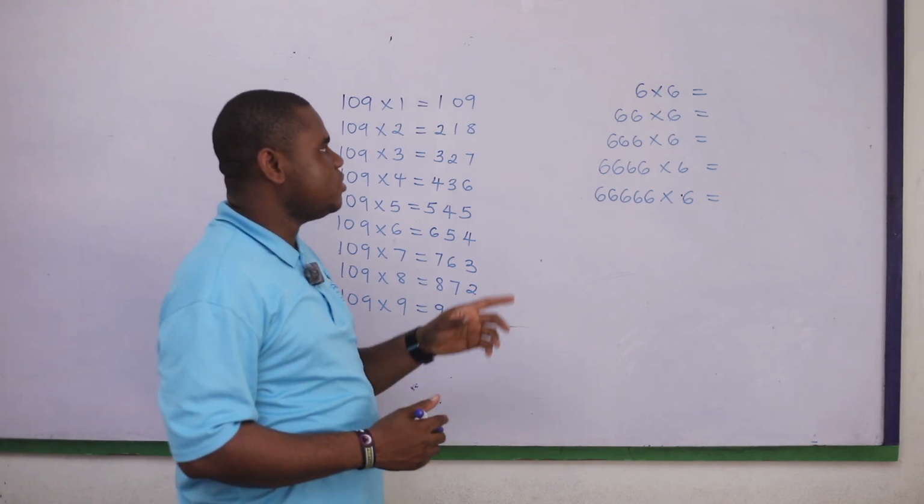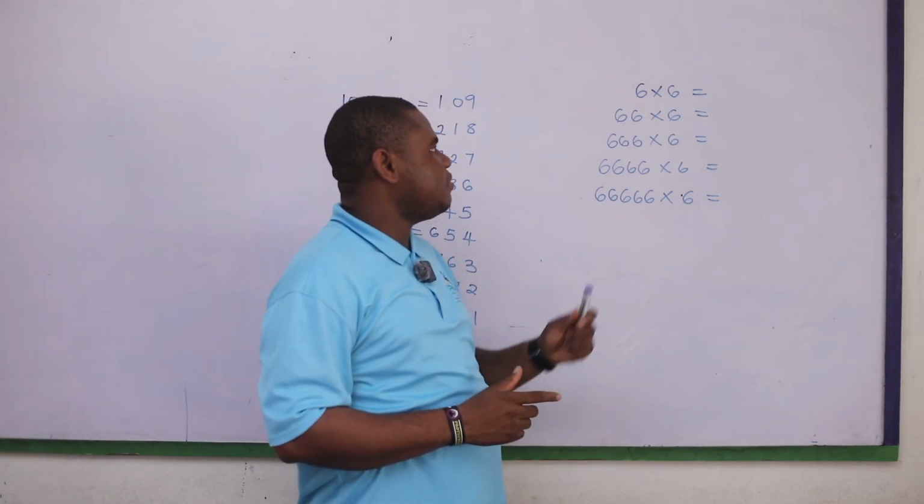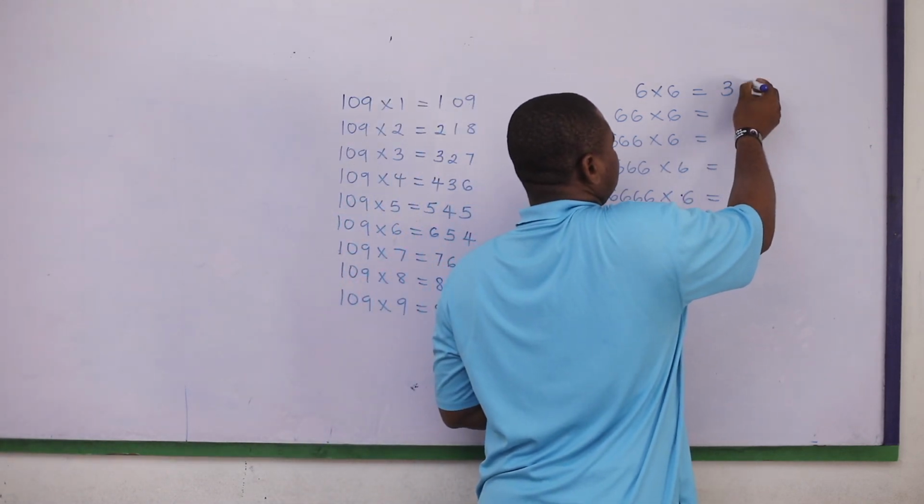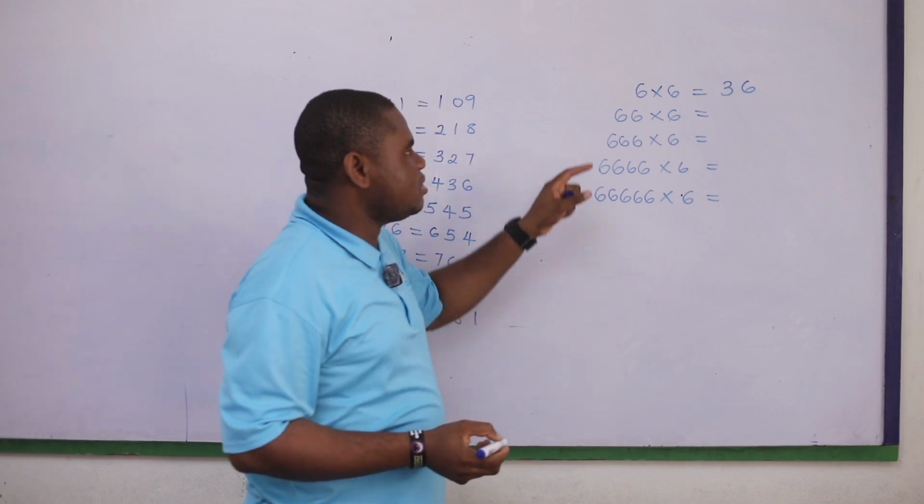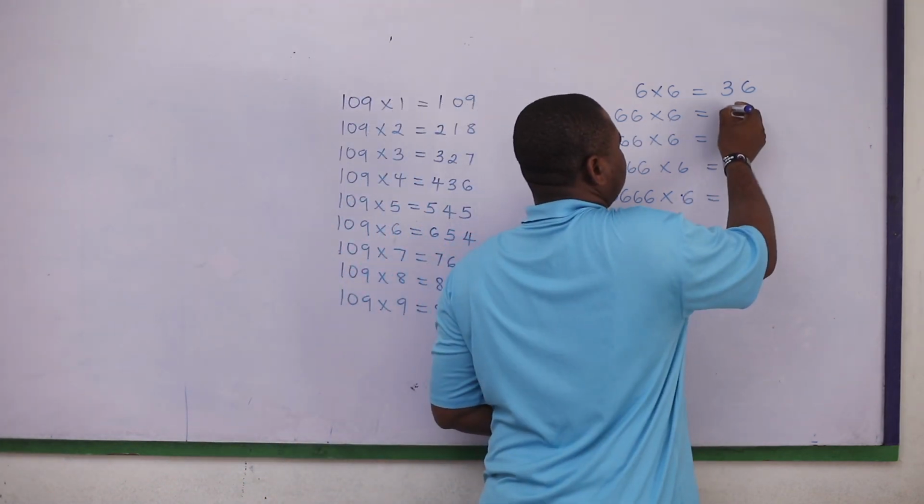Alright, now let's go to another trick you can actually apply in mathematics. We have 6 times 6, we all know is 36. Alright, so now in this case, 66 times 6. I'm going to show you what we're going to do.